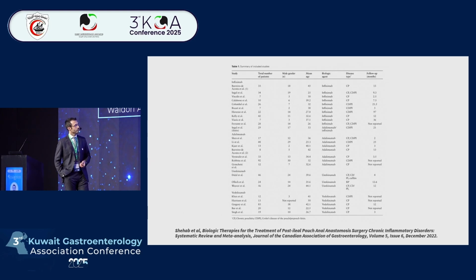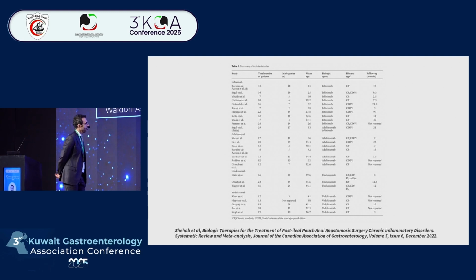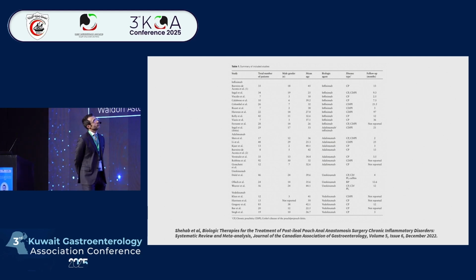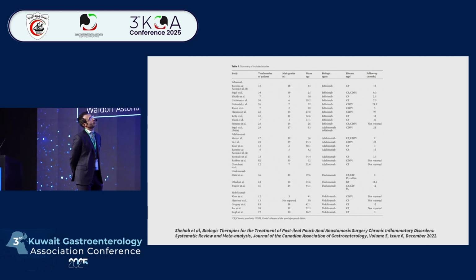So, some review of the literature. This is a systematic review and meta-analysis we did a few years ago. We published in the Journal of the Canadian Association of Gastroenterology, which Dr. Marshall was the editor-in-chief back then. You can see all the studies that included pouchitis and CP, the chronic pouchitis. PI is the CD, Crohn's disease of the pouch, and PI is pre-pouch ileitis and chronic pouchitis CP.